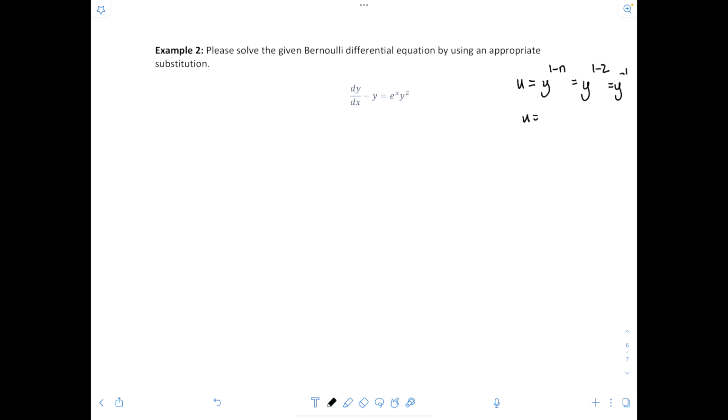So going with u equals y to the negative 1, y in turn is u to the negative 1. And finding the differential, we'll have dy equals negative u to the negative 2 times du. Cool? So now, here we go. We're going to plug that stuff in.